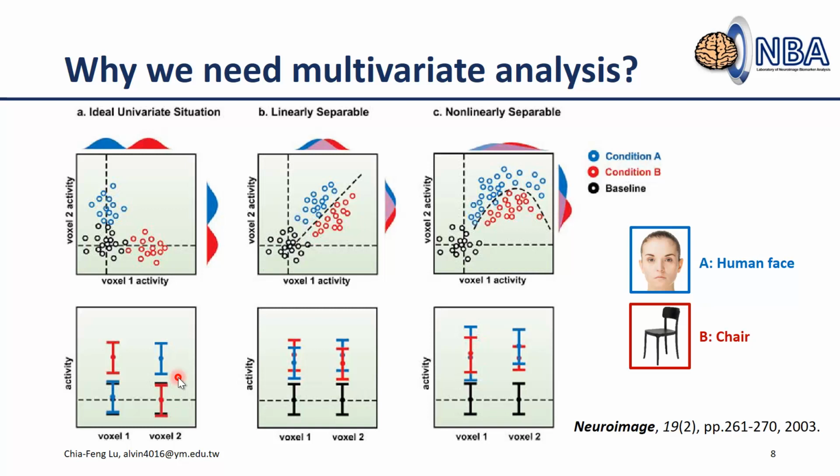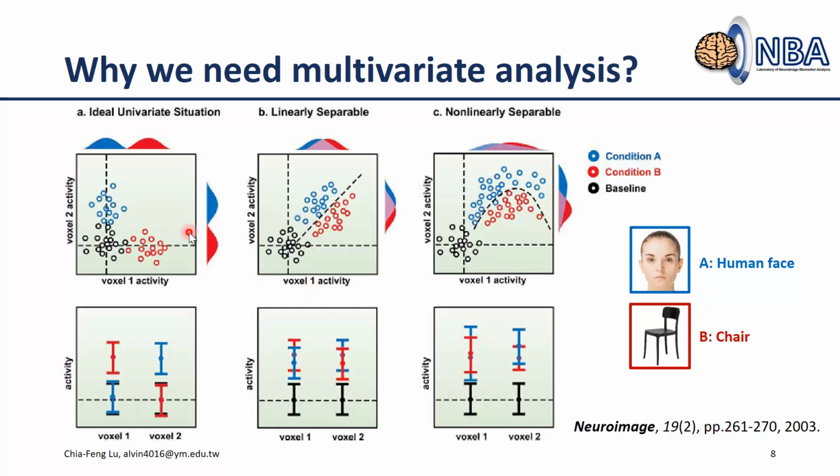So let's start to explain why multivariate became that important, and why we don't just follow the basic idea of the GLM, univariate or single voxel analysis. We take these figures as the example. This is quoted from a 2003 NeuroImage paper. I think this is one of the review or technical articles. It's very important. You can read this.